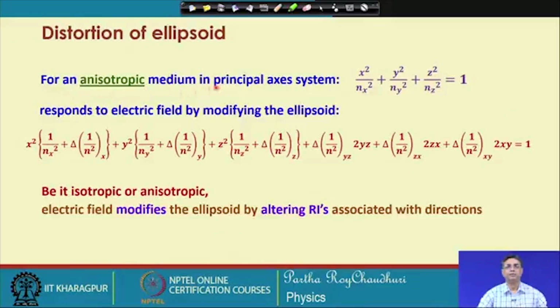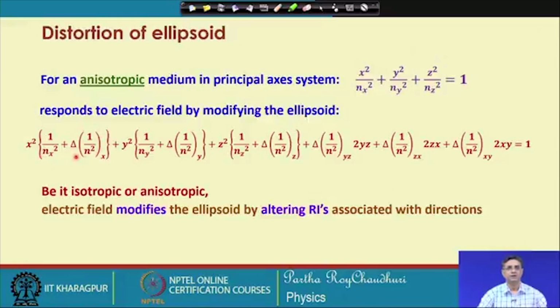For an anisotropic medium in the principal axis system, the indices will be nx, ny, nz. In general, all of them may be different. If two of them are equal, we call it uniaxial, as we have seen, and if all of them are different, that is a biaxial system. So, this anisotropic medium may respond to the electric field by modifying the ellipsoid in this form.